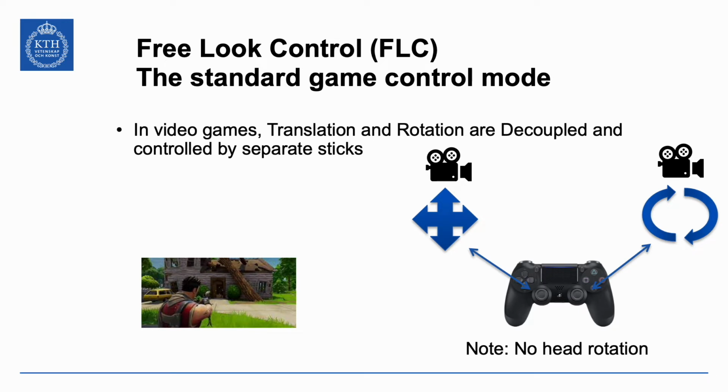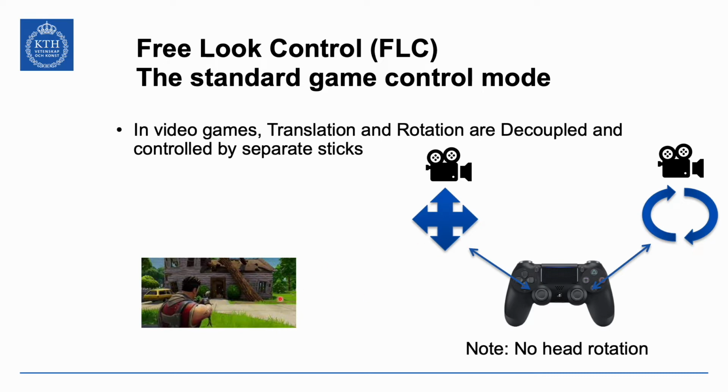So computer games, or most computer games I would say, use something called free look control, not tank control. It's a standard game control mode for first-person shooters, for instance Fortnite, that kind of looks like this. So in video games, translation and rotation are decoupled and controlled by separate sticks. I think most computer gamers haven't thought about it in terms of translation and rotation being decoupled, but that's what it is. The left stick controls translation.